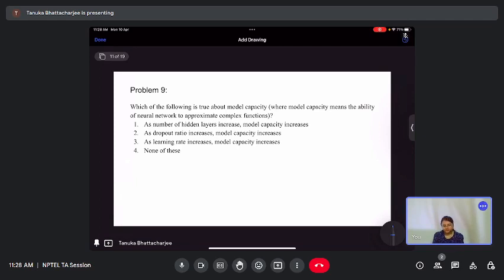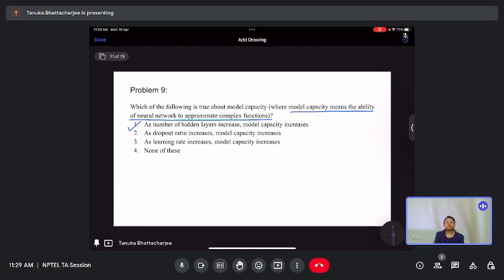Next problem is, which of the following is true about model capacity? Where model capacity means the ability of a neural network to approximate complex functions. The options are: as number of hidden layers increase, model capacity increases; as dropout ratio increases, model capacity increases; as learning rate increases, model capacity increases; and none of these. So we want to see which is true among these options about model capacity. As is clear, the first option is the correct option. As the number of hidden layers increases, model capacity increases.